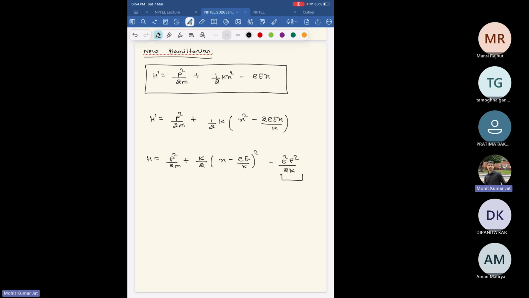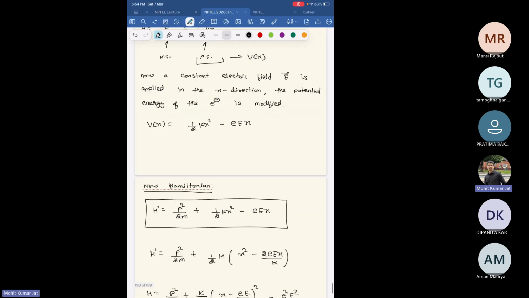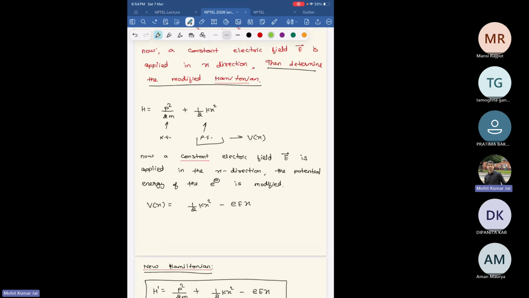k is under root omega is equal to under root k by m. So k is constant, e is constant, electric field is also given constant. And so initially the harmonic oscillator, where the potential energy V(x), if you draw it, it is like this, right? Half k x square. This is V initially.